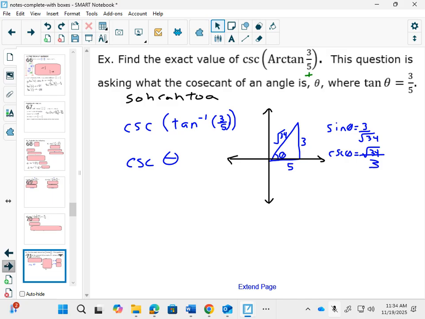So here when I had arctan of 3/5, the 3/5 is positive. I know that my angle theta has to be positive in quadrant 1. So again, that shortcut is coming back to help us.